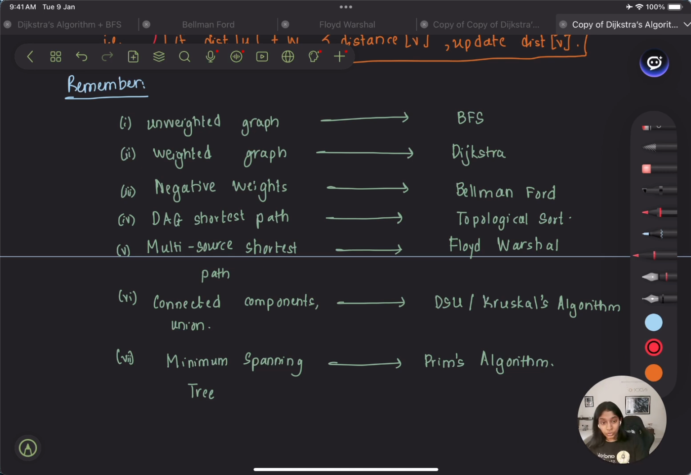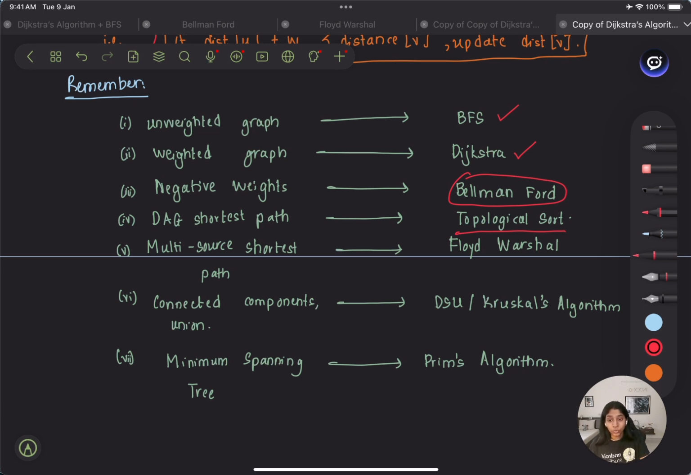If you have an unweighted graph, you can use BFS. Or if you have a weighted graph where all the edges have the same weight, you can also use BFS. If you have a weighted graph, then you can use Dijkstra. If you have negative weights, you can use Bellman-Ford, which we will see in the next lecture. If you have a directed acyclic graph and you want the shortest path, you can use topological sort.